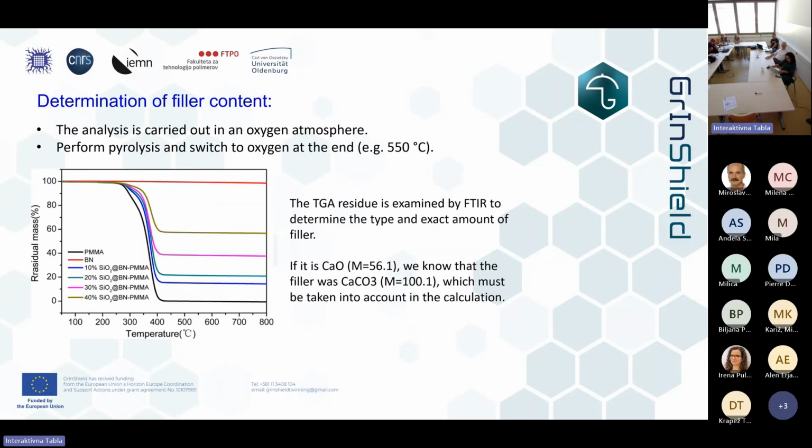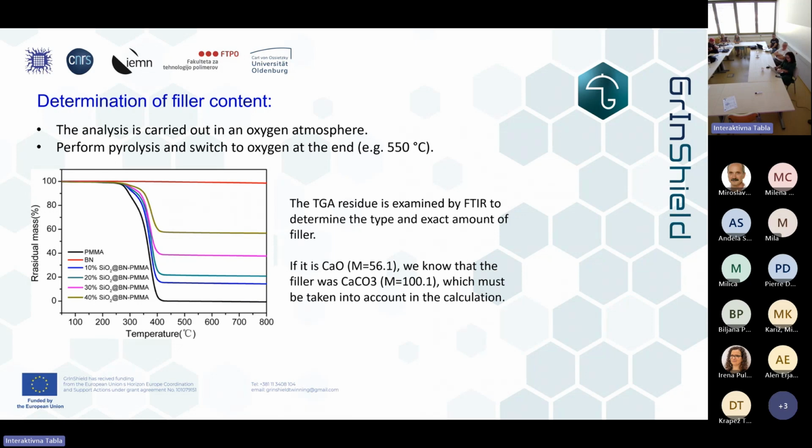If we do the measurement only in nitrogen, then some polymers degrade 100%. So we will obtain what is left here on the left side of the picture. This is filler content. But sometimes some polymers do not degrade, and char is formed. That's why we also have to do the decomposition in an oxygen atmosphere. However, we also have to be careful.